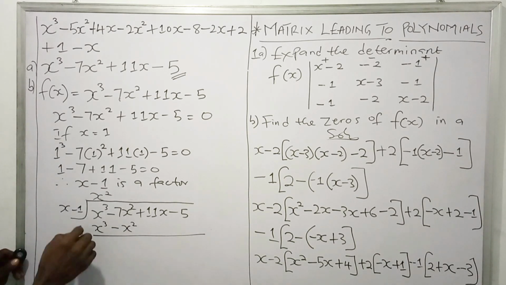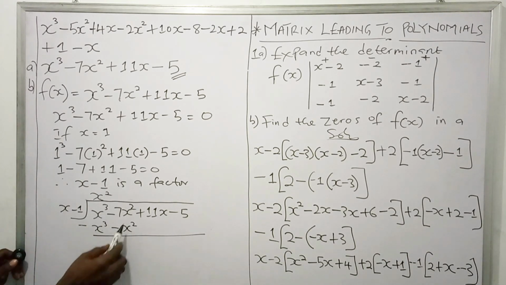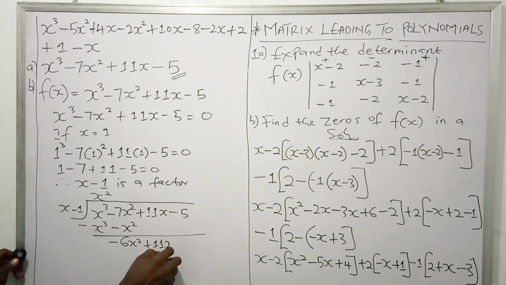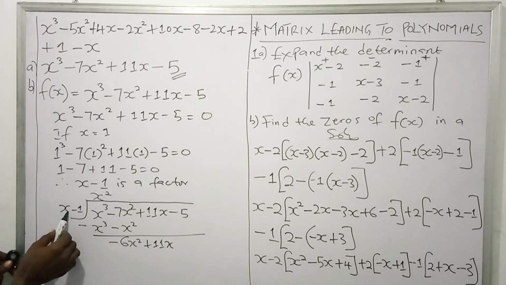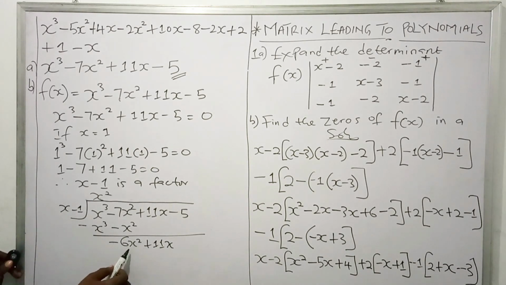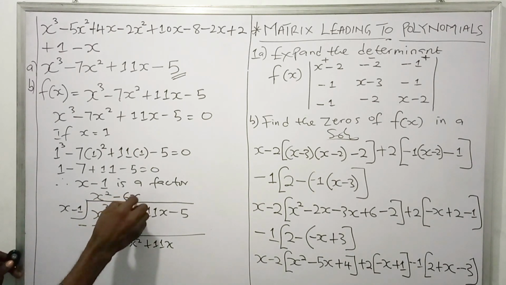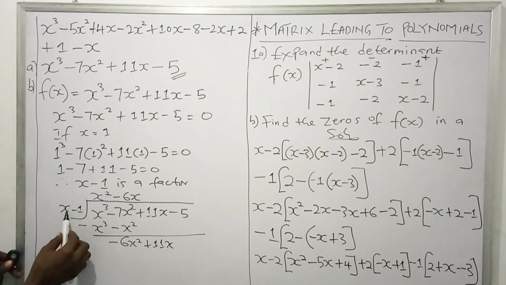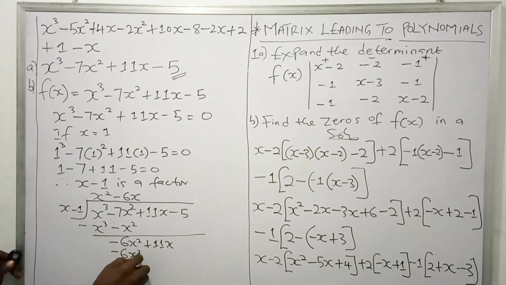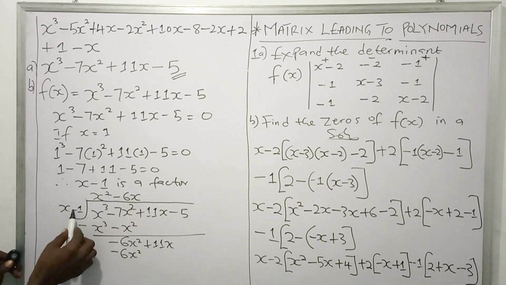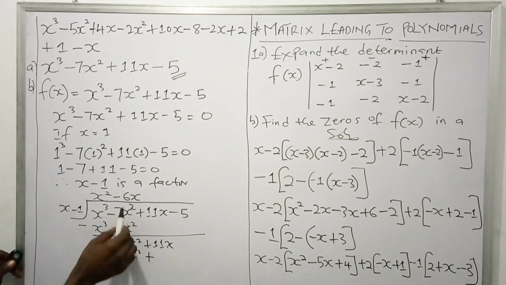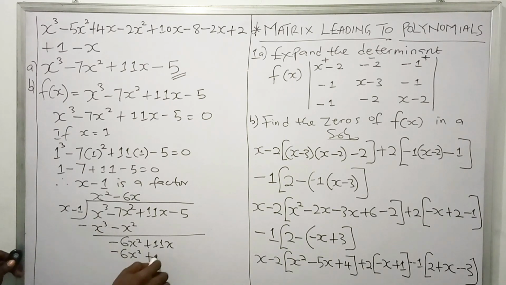Then we subtract this minus this as 0. Minus 7x squared minus minus x squared, yeah, we become positive. So that will give us negative 6x squared. Then we'll drop our positive 11x. Then we'll divide again. x divided into negative 6x squared, we're going to have minus 6x. So minus 6x times x will give us negative 6x squared. Then minus 6x times negative 1 will give us positive 6x.